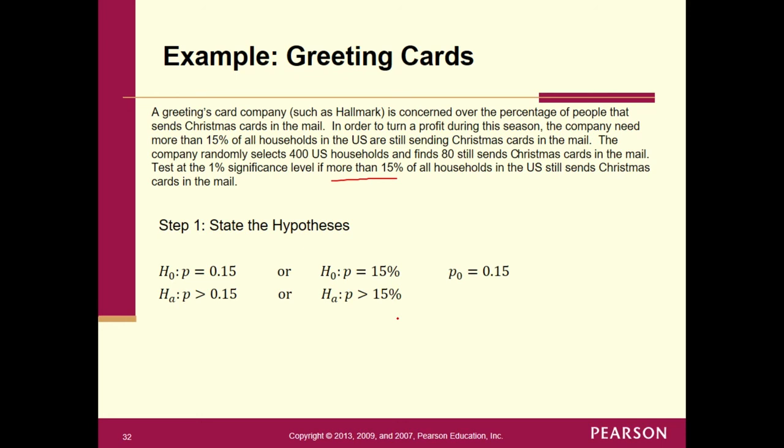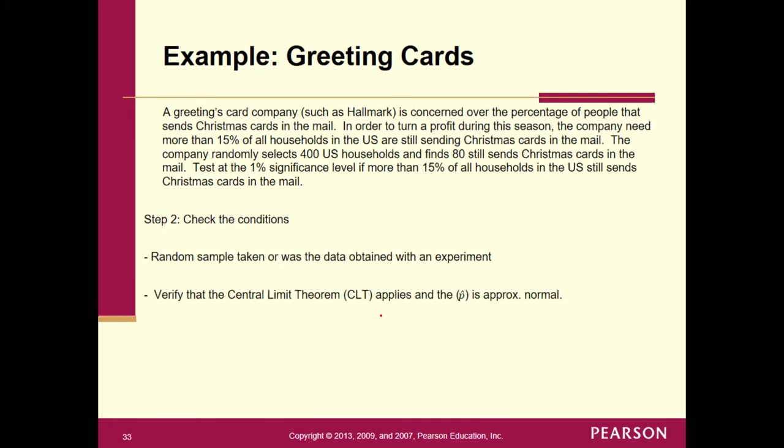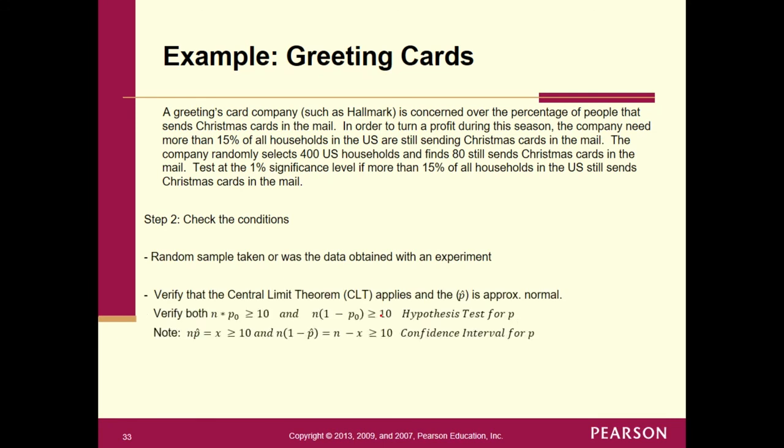We're going to see if that's a plausible value based upon our random sample and taking into consideration sampling error, okay? Normal sampling error. So this is a right tail test because we have a greater than sign. Okay, check the conditions. Random sample was taken, check mark. Verify the central limit theorem, all right? And I just remind you about the conditions for confidence interval versus a hypothesis test.